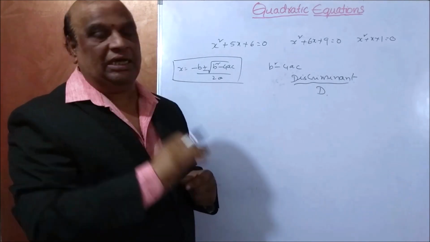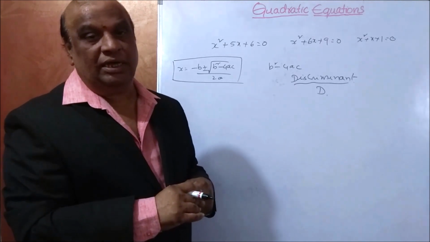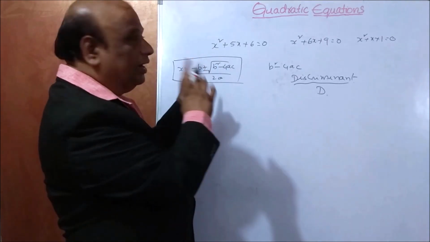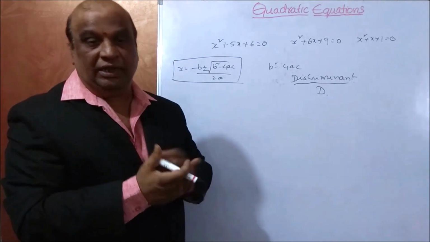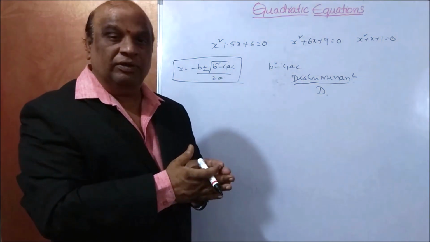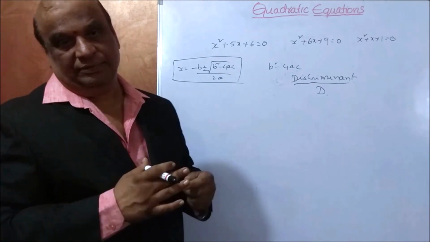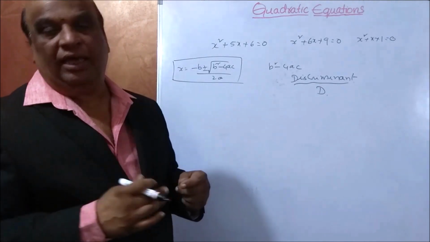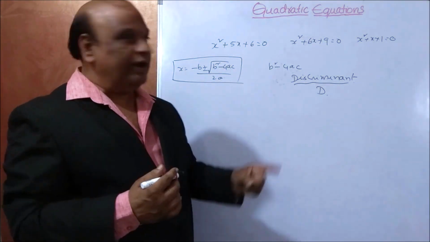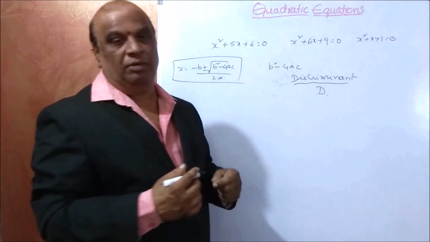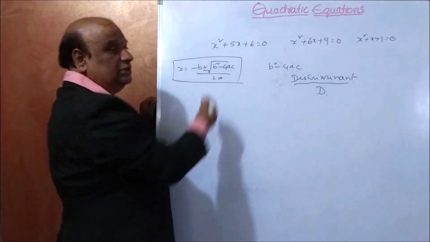This is called nature. What is the meaning of nature? Here, particularly, nature means which type of roots, whether they are equal roots or different roots, or not real. These three are called natures of the roots. That's why it is a very important part in the formula. How is it? I will show this example.